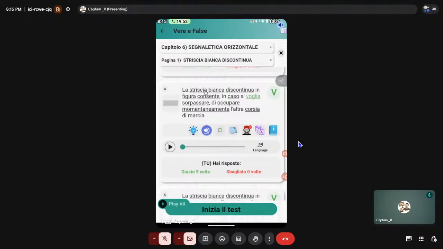La striscia, meaning that line. That strip, that line, okay? Bianca, which is the white discontinuous line. In figura, this figure, which is this picture we are seeing. Consente, the word consente, I mean, he allowed, allow. In caso si voglia superare, now listen. Let's stop here. He said, la striscia bianca discontinua in figura, which is this white discontinuous line, allows, in the case that you want to overpass it.